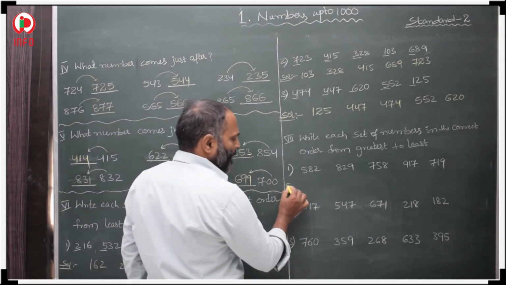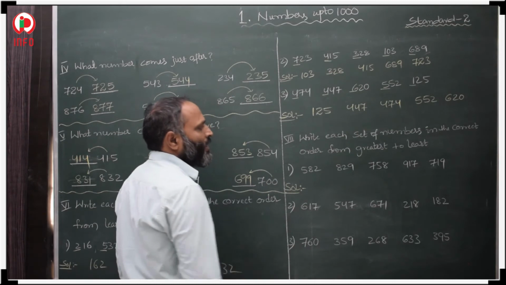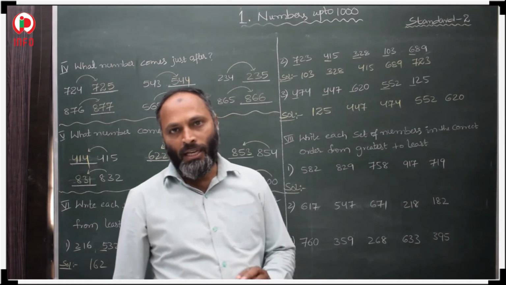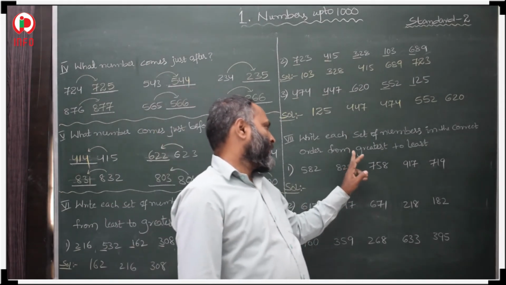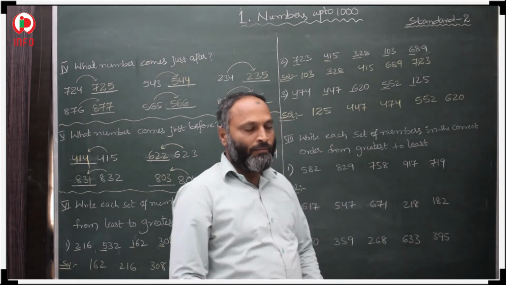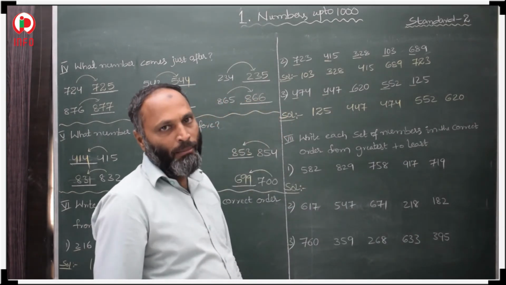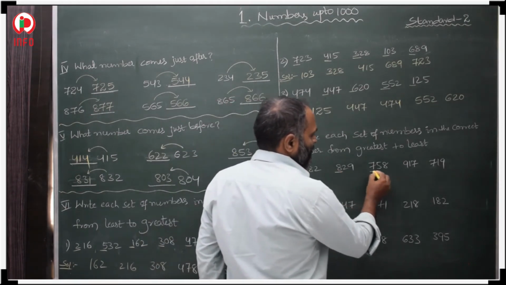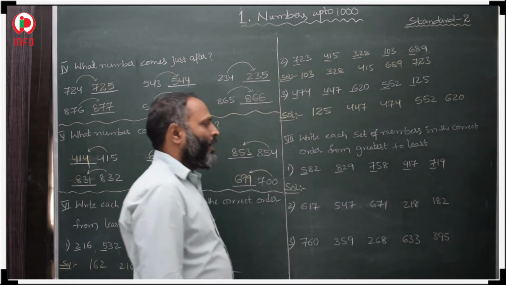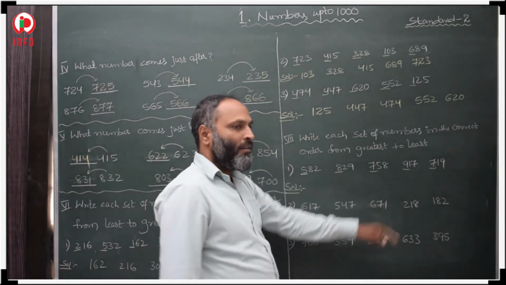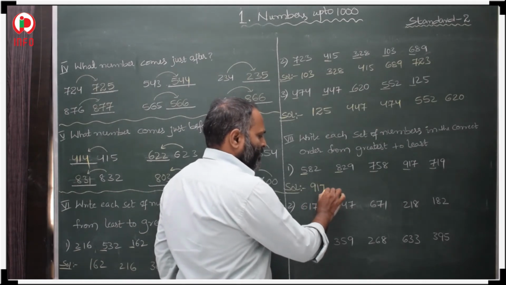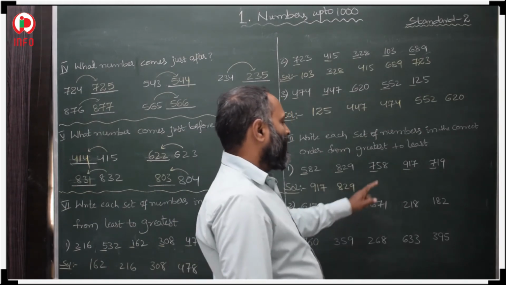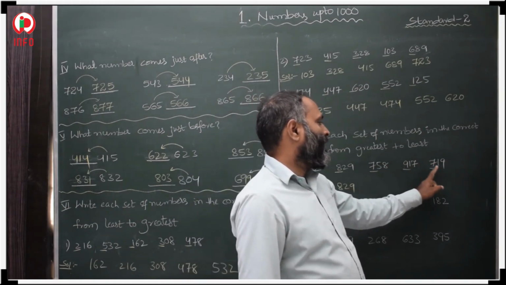Then in the next question he is asking, write each set of numbers in the correct order. What is the correct order? Greatest to least he is asking. Greatest means first we have to write the bigger number. So first check the hundreds place values: 5, 8, 7, 9, 7. 9 is the greater one. 917 will come. Then after that 8, 829 will come. Then after that 7. So we have 702, 758, 790.